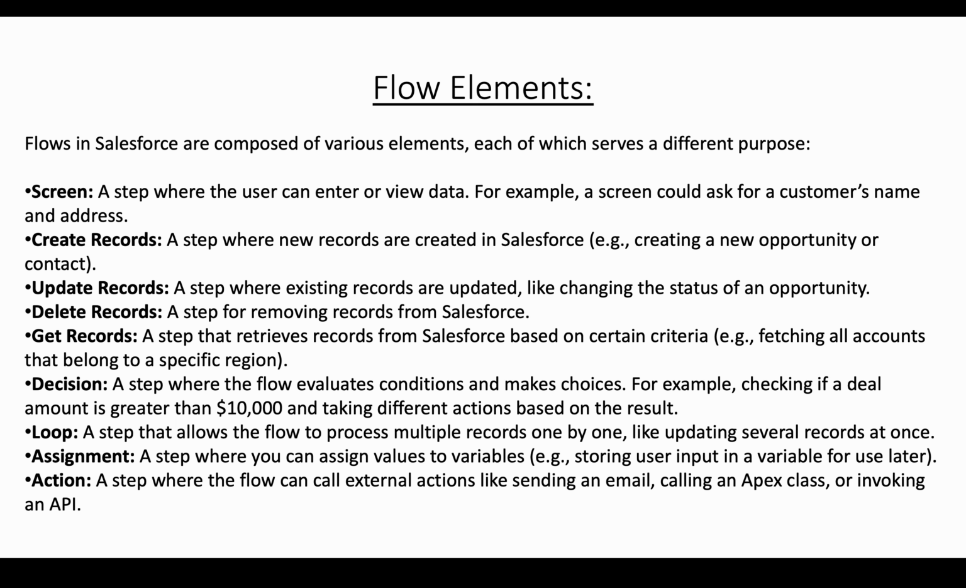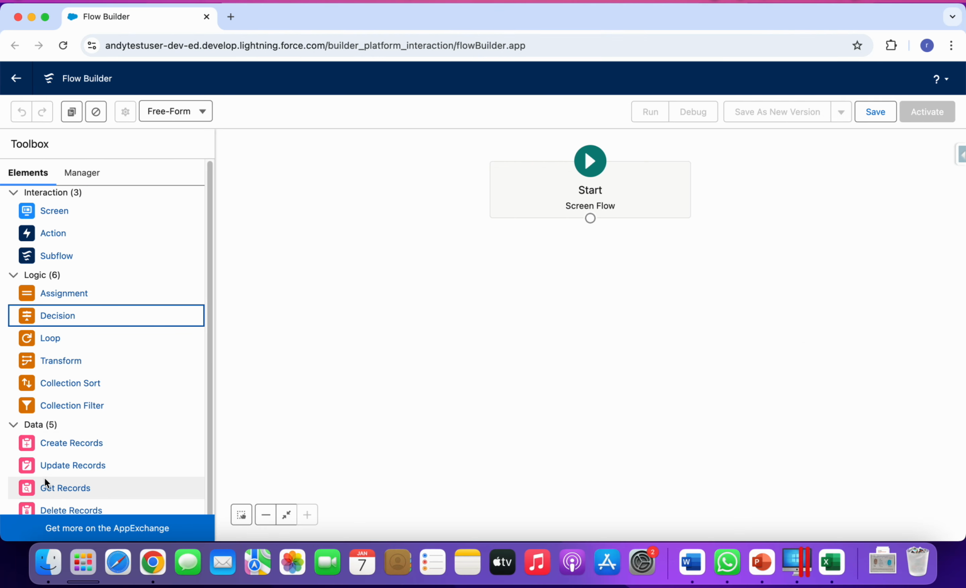Get record: a step that retrieves records from Salesforce based on certain criteria. For example, fetching all account data, accounts that belong to a specific region. Okay, so if you see, these are create, update, get record, delete record, screen, as we discussed.